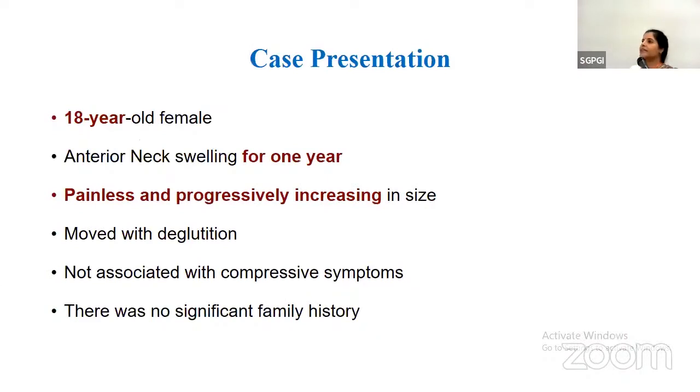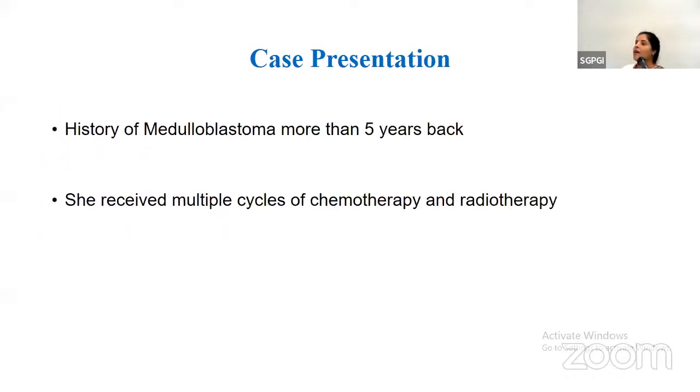So this is a case of an 18 years old female. She presented with an anterior neck swelling, which was progressively and painlessly increasing in size for 1 year. It was moving with deglutition during examination, so it was from the thyroid. It was not associated with any compressive symptoms, and there was no significant family history. This girl also had a history of medulloblastoma, which was treated 5 years back with multiple cycles of chemotherapy and radiotherapy.